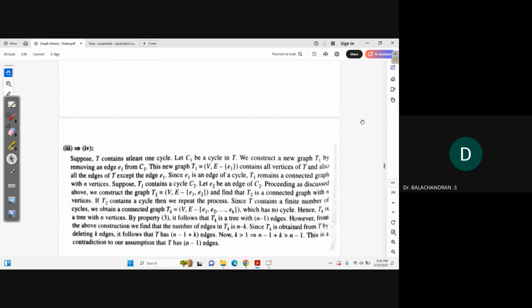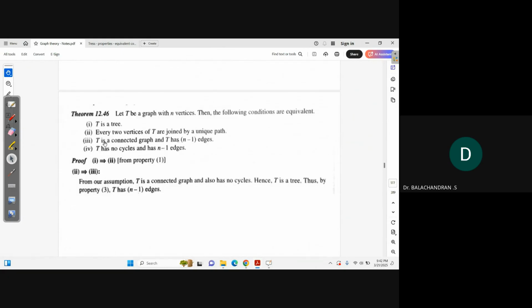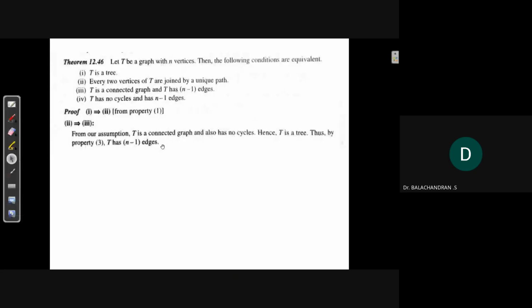3 implies 4. Again, I'll tell what 3 is: T is a connected graph and T has n minus 1 edges. We need to prove T has no cycle and has n minus 1 edges. The n minus 1 edges is already in the assumption 3, so we get that easily. The only thing I need to prove is no cycle, which we already discussed.